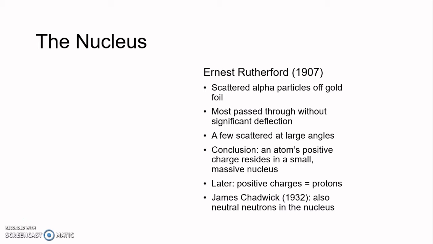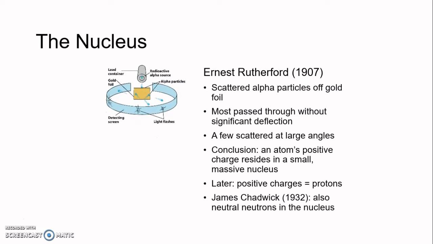What he did was he took alpha particles, which are radioactive particles that are emitted from radioactive elements, and he shot them at a piece of gold. So here in this figure you can see a lead container with a radioactive source in the middle, and then the radioactive material would emit these alpha particles, and it would be directed directly at the sheet of gold.